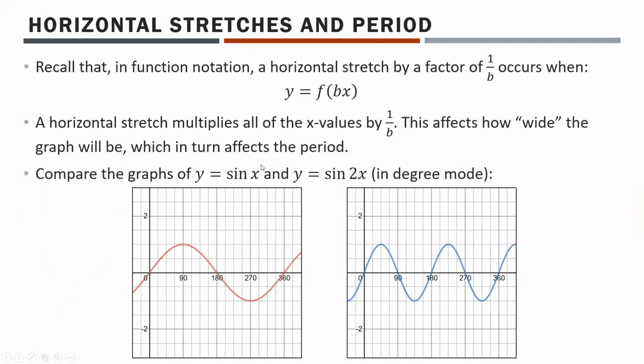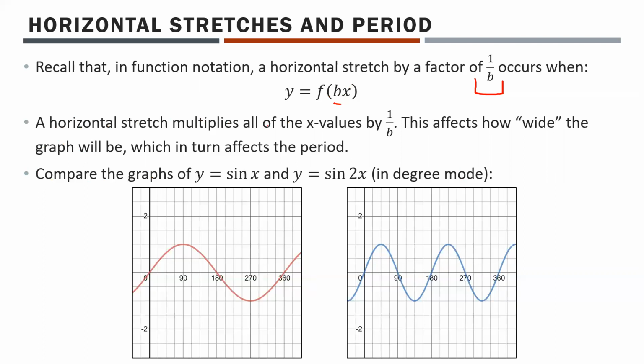All right, so horizontal stretches now. We're going to move on to these ones. And this hopefully will go pretty quick, but recall that in function notation, again, from the beginning of the year, that a horizontal stretch by a factor of 1/b occurs when you have y equals f of bx. These were a little bit more tricky because, again, your b value is not what you're multiplying your x values by. It's not your horizontal stretch directly. You have to take the reciprocal of that instead.